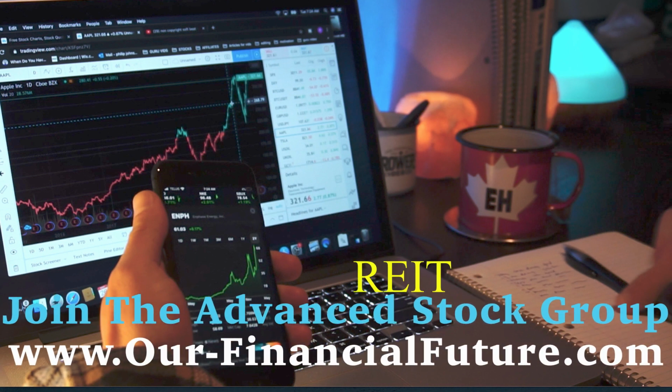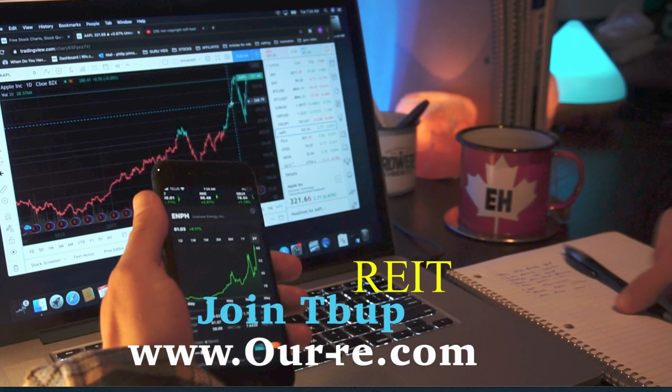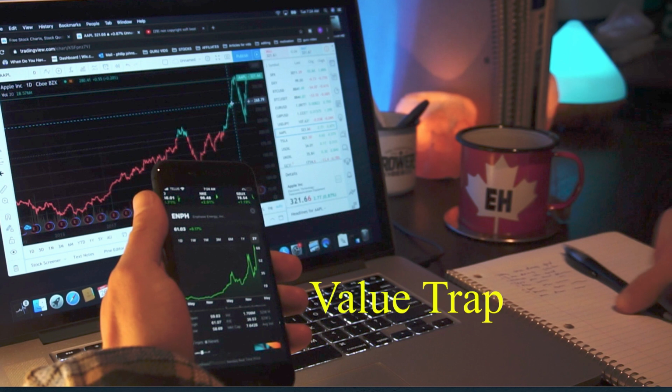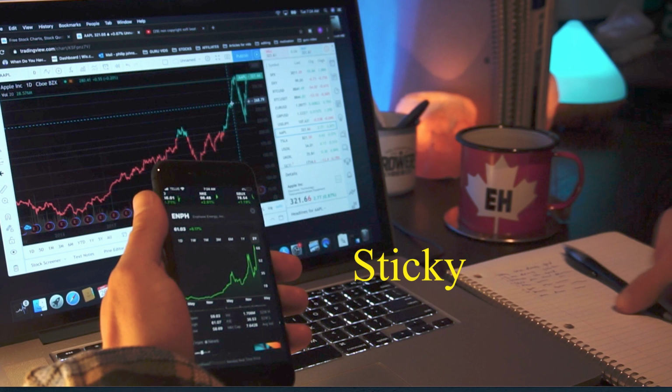REIT. This is a type of company that owns real estate and sells their company in the form of a stock. Value trap, when you think a company is on sale but someone else doesn't because of their own personal opinion. This is possibly something they think could lose you money. Tariff, these are taxes imposed on trade between countries. Sticky, when a company sells a product or service that makes the customer come back for more. It's essentially sticking to them.